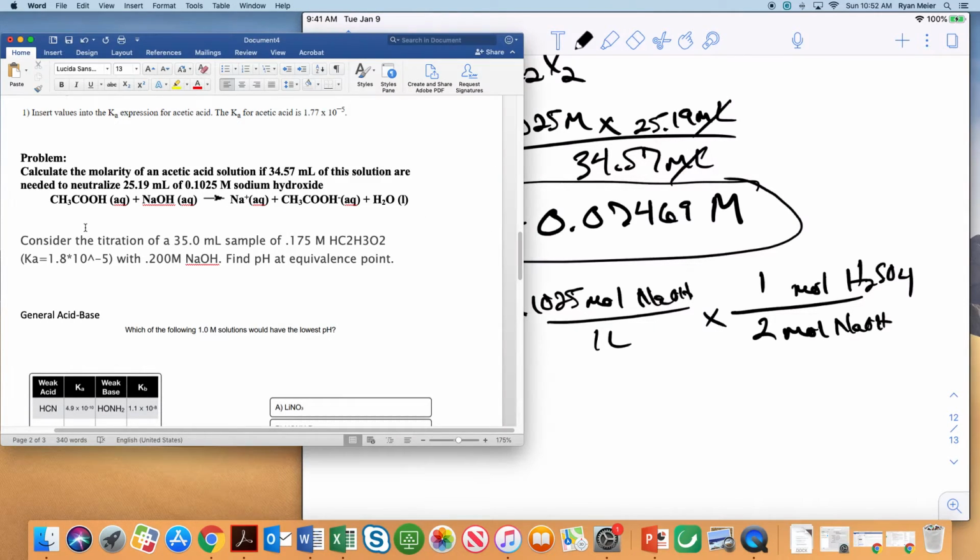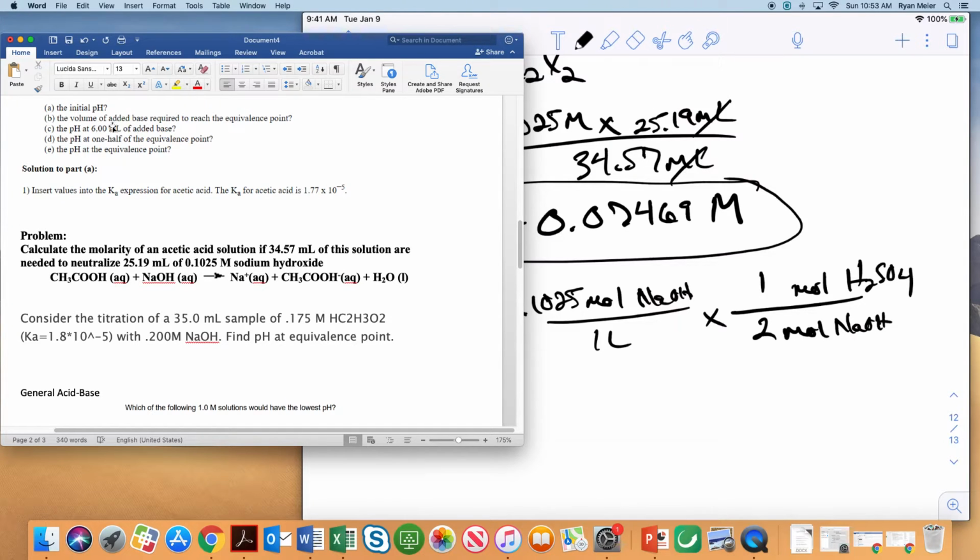All right, one final problem, and actually I don't know if I'm going to actually do this one just because it's really, really long and it's almost identical to the one I did up here.